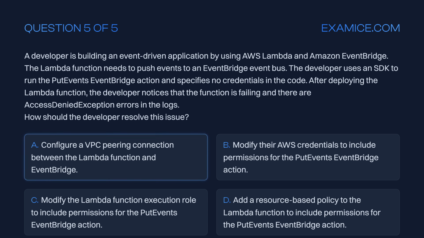Option A. Configure a VPC peering connection between the Lambda function and EventBridge. Option B. Modify their AWS credentials to include permissions for the PutEvents EventBridge action. Option C. Modify the Lambda function execution role to include permissions for the PutEvents EventBridge action. Option D. Add a resource-based policy to the Lambda function to include permissions for the PutEvents EventBridge action.